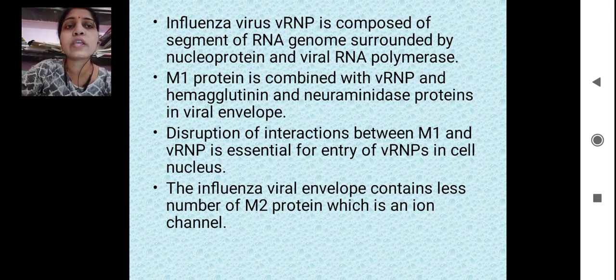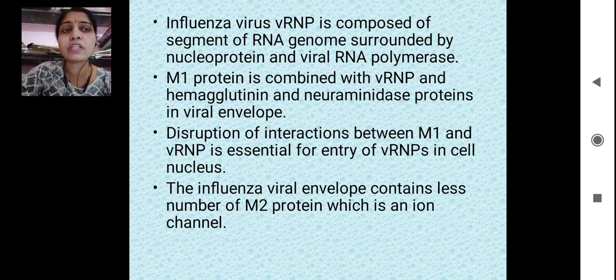Now the M1 protein connects the viral ribonucleoprotein with the hemagglutinin and neuraminidase proteins, which are part of the viral envelope. The disruption of the interaction between M1 and the viral ribonucleoprotein is essential for release of the ribonucleoprotein into the cell nucleus.